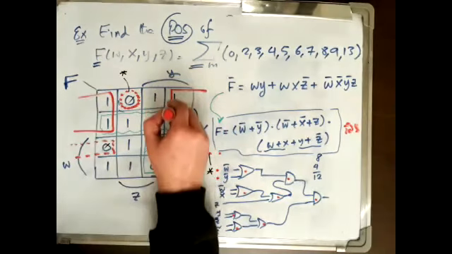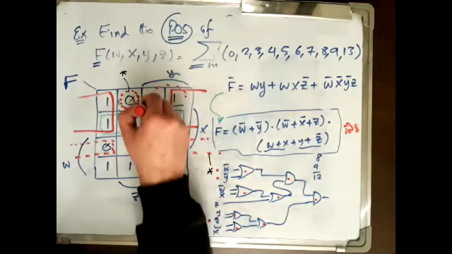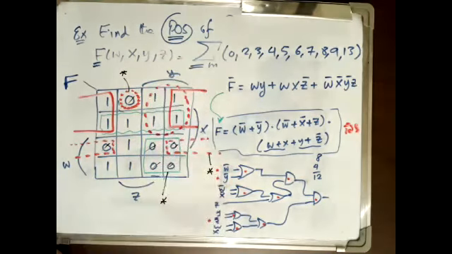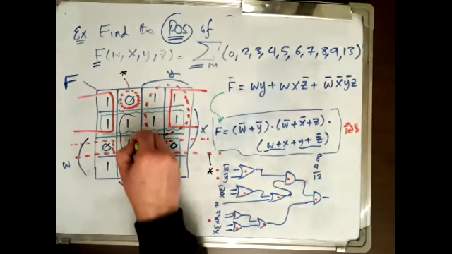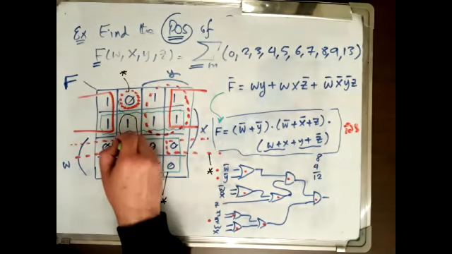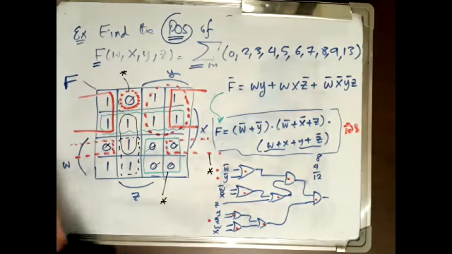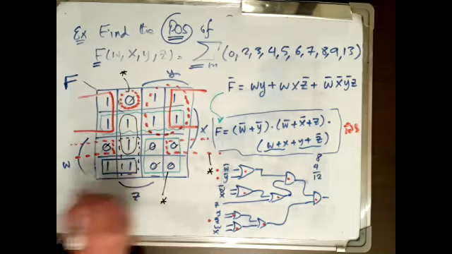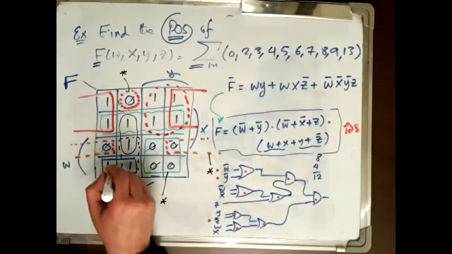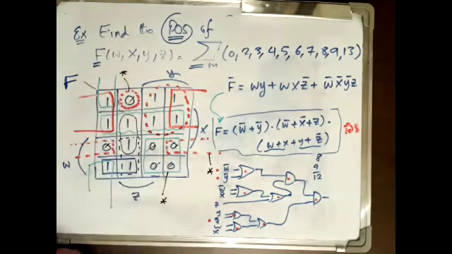We can put them together, right? And this also is a possibly prime implicant. This is a possibly prime implicant. This is also a possibly prime implicant. And finally, this is a possibly prime implicant. And this one. All of these are possibly prime implicants for F.